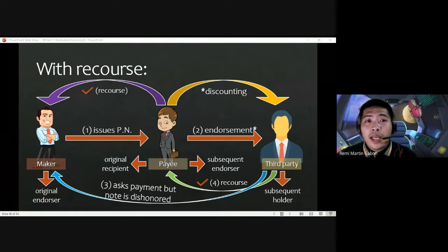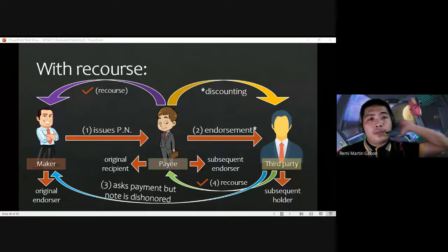Because the payee at the end of the day did not benefit from the discounting. The purpose of the payee in discounting the promissory note is to generate cash flows, which is a benefit for the payee. But because at the end of the day the payee still paid the third party due to the maker's dishonor of the promissory note, the payee will say, okay, I will just pay you, third party, since I can still run after the maker. That is the concept of with recourse.